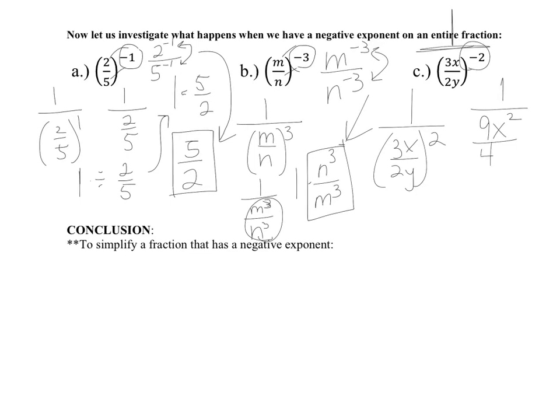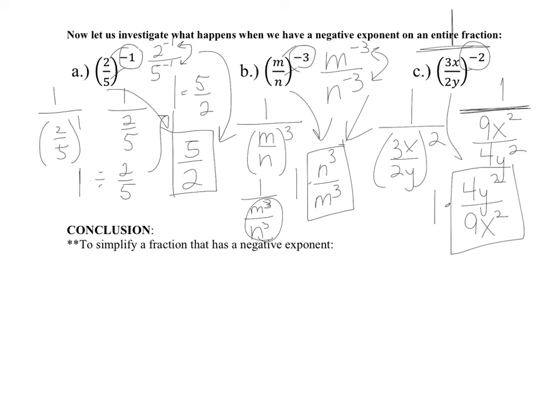4y squared. And then you do leave, change, flip. So when I do that, I'm going to get 1 times 4y squared over 9x squared. So basically, what's happening here? How am I getting from this problem to this answer? The problem to the answer.